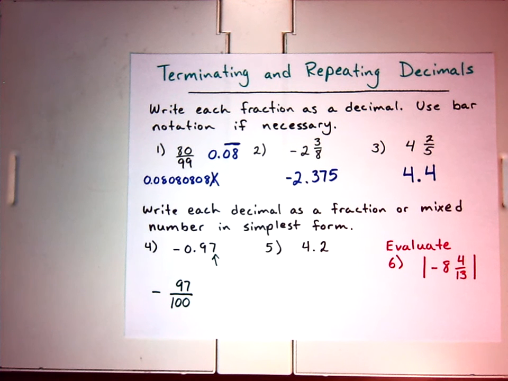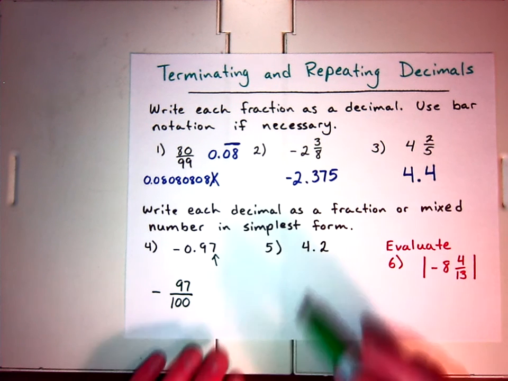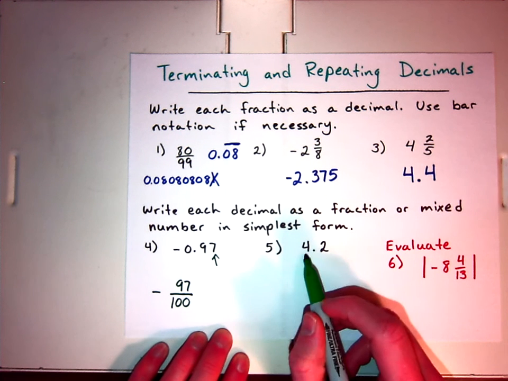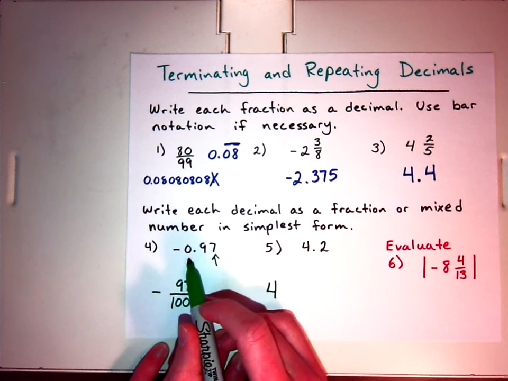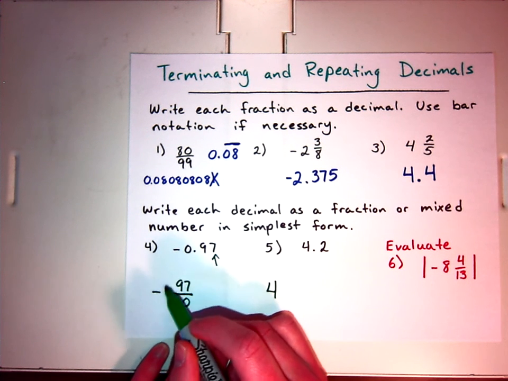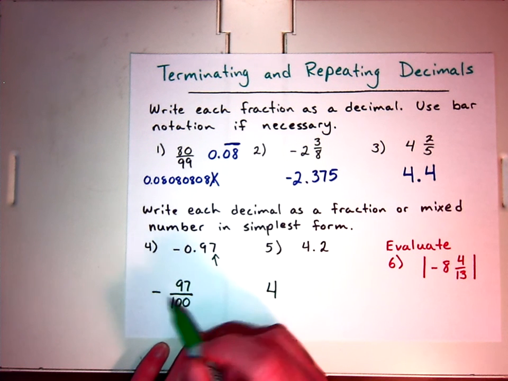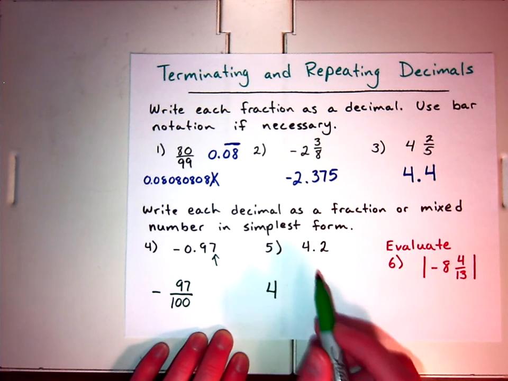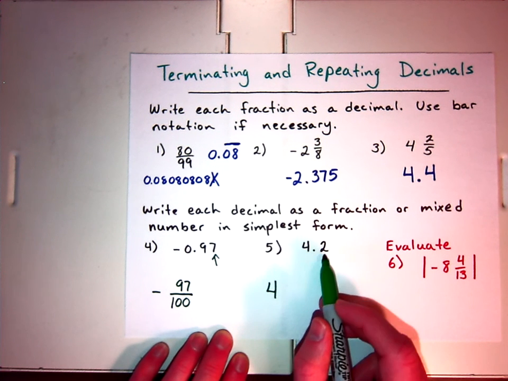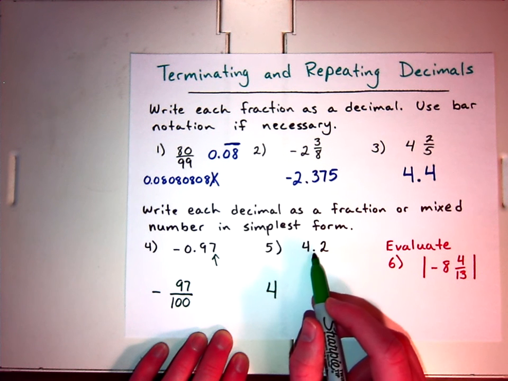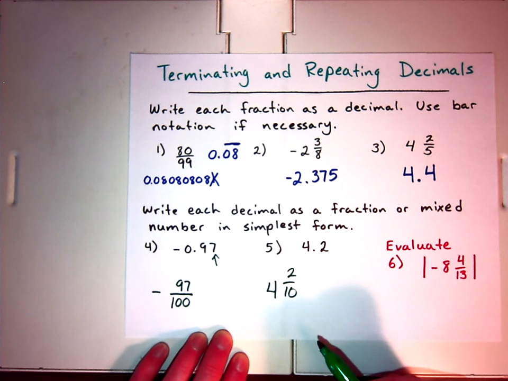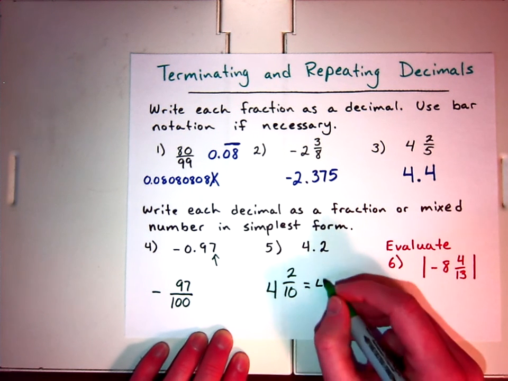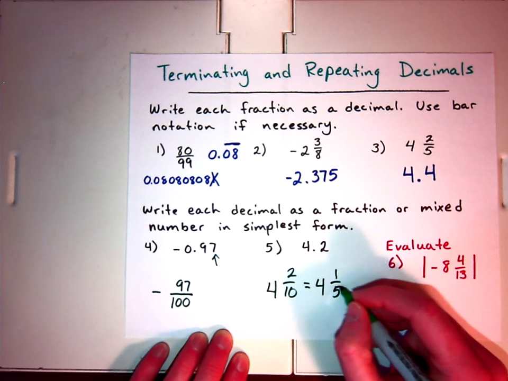Okay. Number 5, again, just like we had up here. If that's a whole number there, that whole number is the whole number of your mixed number. Right here it was 0, so I didn't have to put anything out there. It's negative 97 100ths. I don't need to put a 0 there. For this one, it's 4, and this is in the tenths place, so it's 4 and 2 tenths. Can 2 tenths be simplified? Yes, it can. It would become 4 and 1/5.